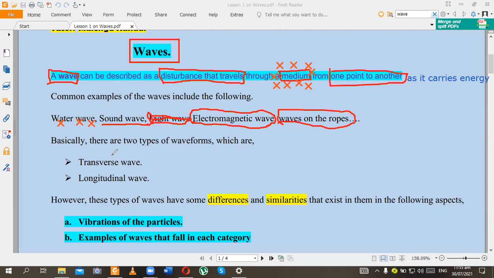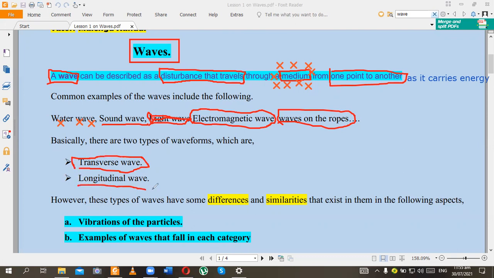Now, regardless of these examples that we've looked at, these waves can be categorized in two forms. One is what we call a transverse wave, as well as the longitudinal wave.